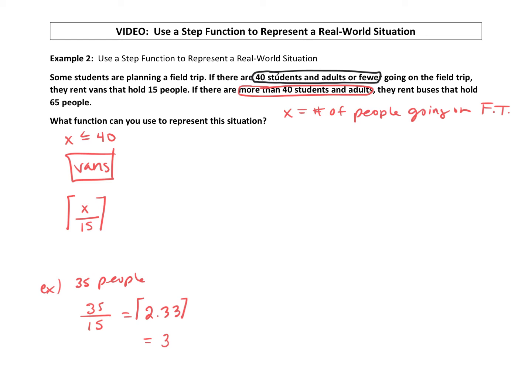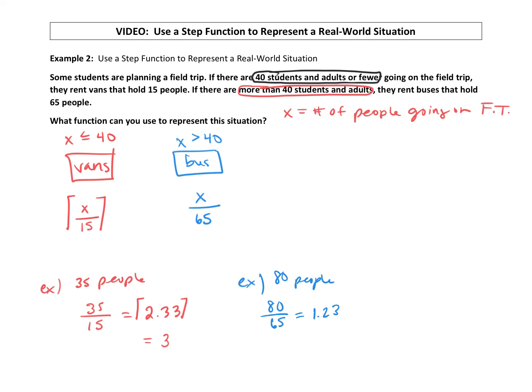Well, what if we have more than 40 people? If we have more than 40, then we get to take a bus. So let's look at what this function looks like for the buses. Again, however many people it is, let's say you have 80 people, if you divide it by the 65 seats on one bus, how many buses do you need? We've got 80 people signed up for the field trip. So that number is more than 40, so we're taking a bus. So we take our total number of people, divide by the 65 seats on a bus, and we get 1.23.